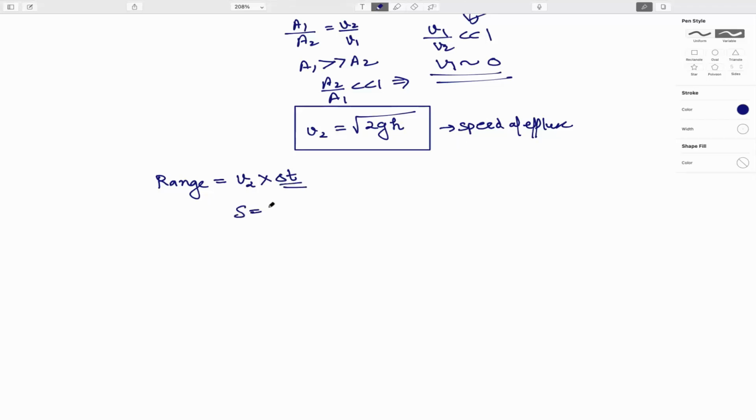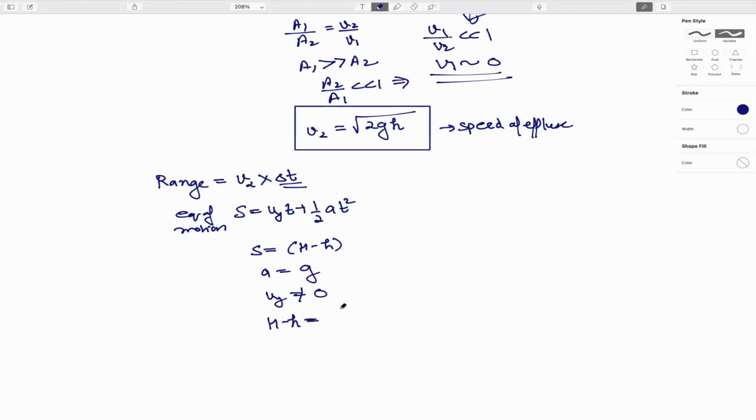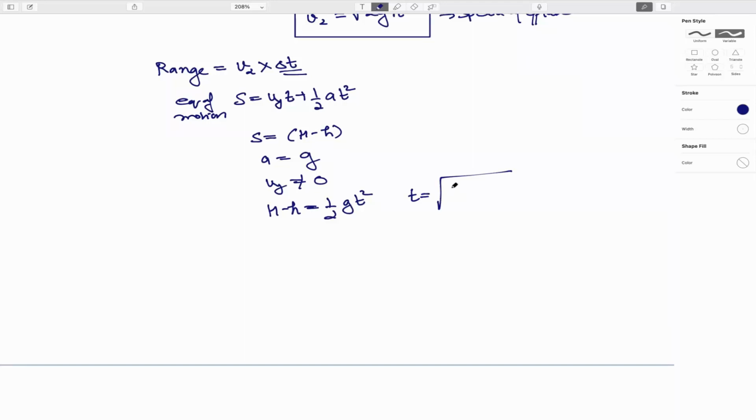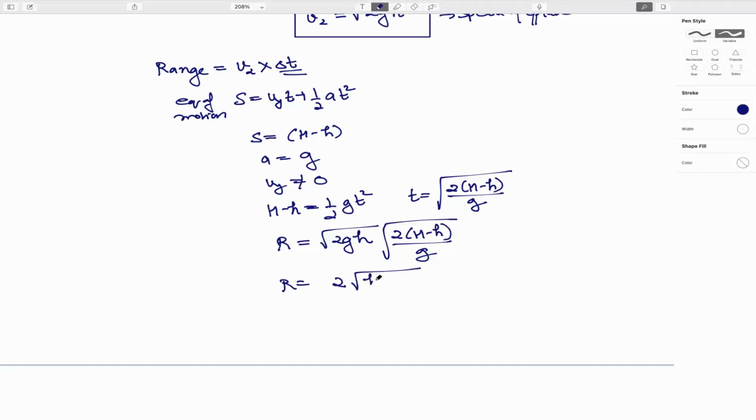Applying the equation of motion, S is equals to UT plus half AT square. S comes out to be H minus h, A is g, U in Y direction is 0. So H minus h is equals to half g t square, and t comes out to be under root of 2 into (H minus h) divided by g. So range comes out to be V2, that is under root of 2gh, times under root of 2(H minus h) divided by g. So range comes out to be 2 under root of h into (H minus h).